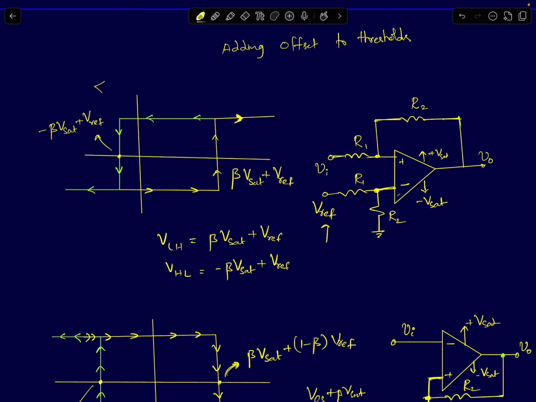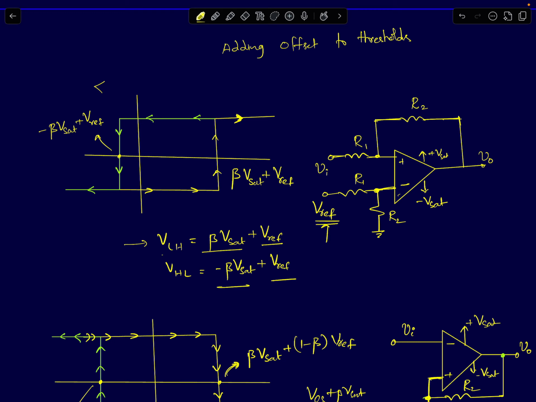So now here the low to high and high to low threshold voltages are given by beta Vsat plus Vref and minus beta Vsat plus Vref. Remember, the feedback factor is the same both for high to low and low to high threshold voltages. The feedback factor remains the same. The only difference is we have added a fixed offset voltage, a fixed reference. Here the offset voltage is equal to Vref.